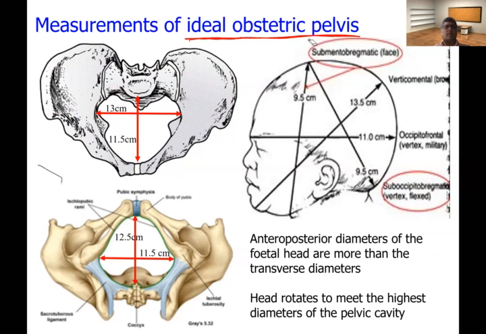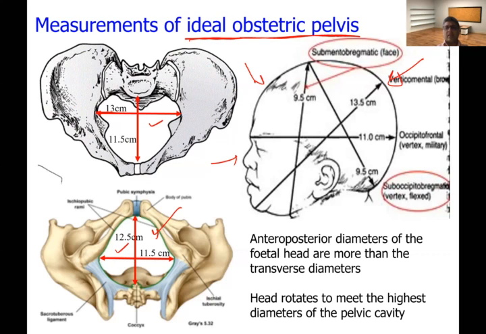And the other point is, we have already discussed and decided that the transverse diameter is more at the inlet, and the anteroposterior diameter is more at the outlet. Therefore, whichever way the head enters, whether it's face presentation, forehead presentation, or even vertex presentation, whichever comes into the pelvic cavity first, it's best if it meets the transverse diameter of the inlet first and the anteroposterior diameter of the outlet, because these are the high diameters.